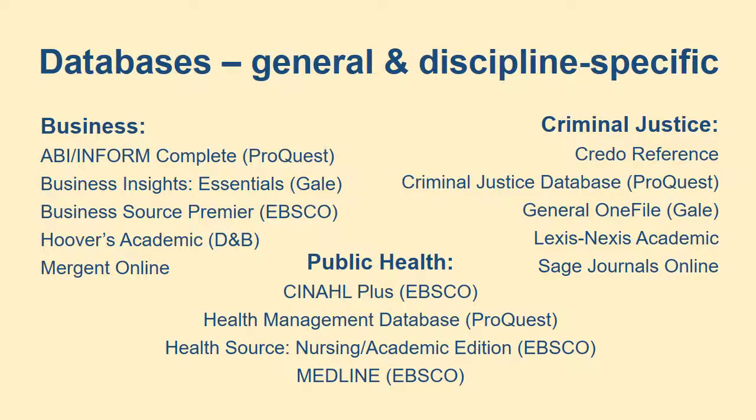So in that list of databases, you have some databases that are very general. They cover lots of different disciplines. You also have some databases that are discipline specific, so they're really focusing on a particular area. So here you'll see that I pointed out just a couple of key databases that are of interest to particular discipline areas, including public health, criminal justice, and business. These are not by any means all of the databases or the only databases that you can use in those particular disciplines, but it's just trying to give you an idea of where to get started.